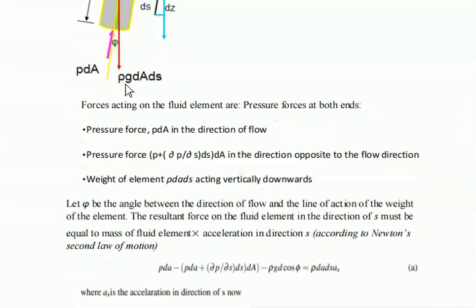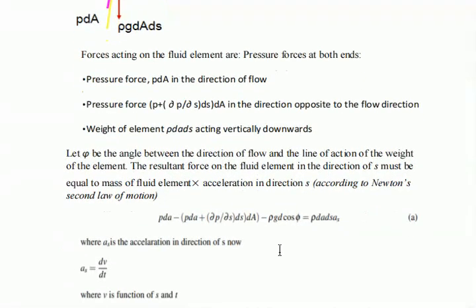Here you can take this as equation number a, where small a_s is the acceleration in the direction of s. This is the mass into acceleration. Mass is equal to what? Density into volume. Here dA is the area, and area into length gives us the volume.